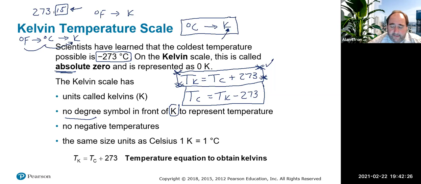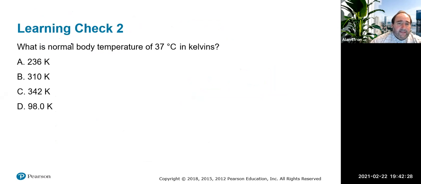All right. So why don't you take a second here and see what you come up with. What is normal body temperature of 37 degrees Celsius in Kelvin? And while we're at it, why don't we also do degrees Fahrenheit? So take a minute or so. Okay, I see some answers rolling in. So let's take a look.